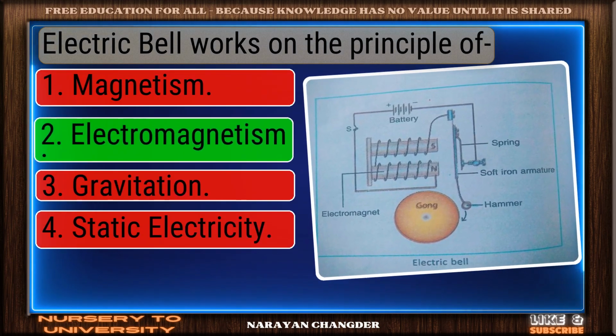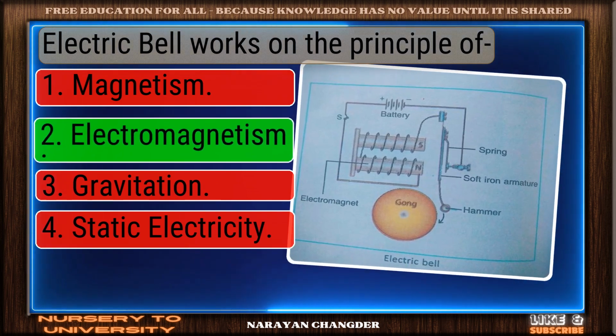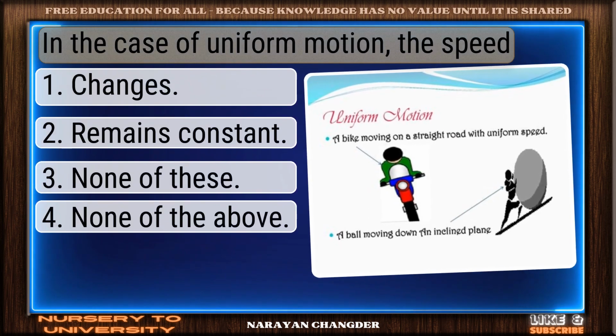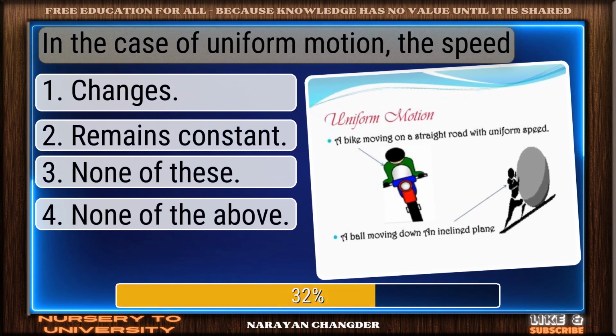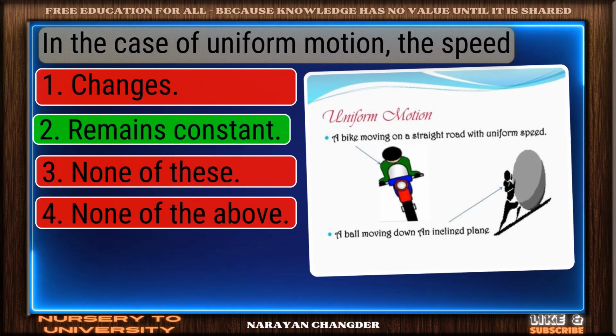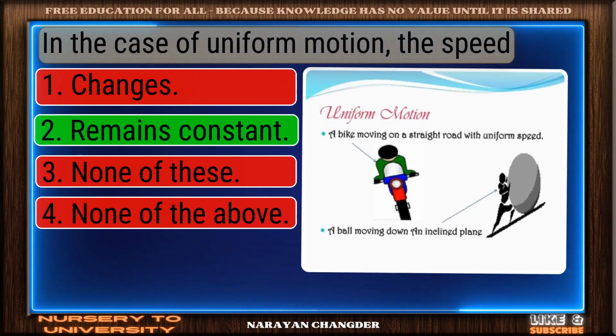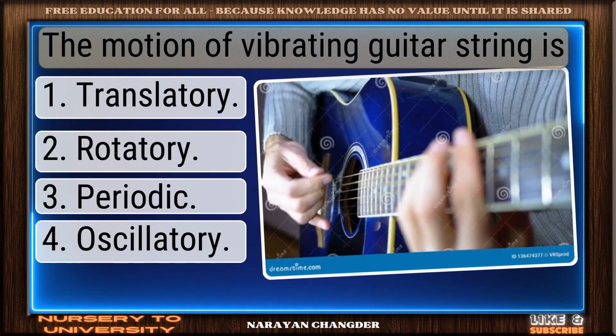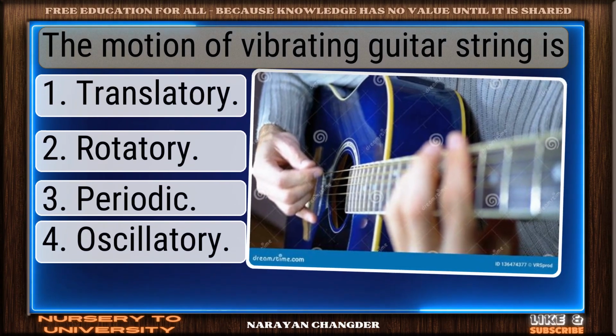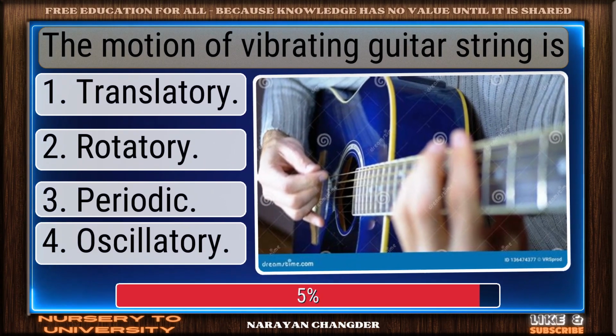You chose electromagnetism and it is correct. Question number 96. In the case of uniform motion, the speed? Right choice. Remains constant is the best answer. Question number 97. The motion of vibrating guitar string is?